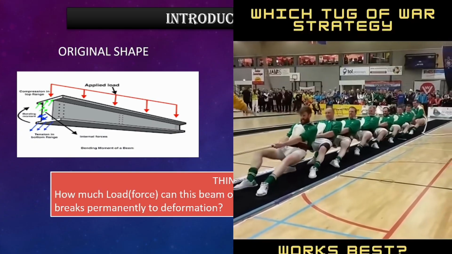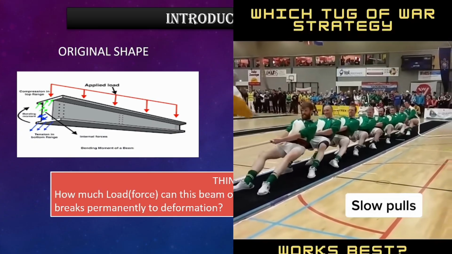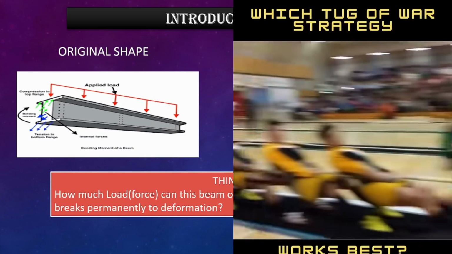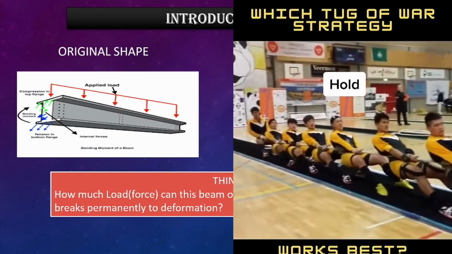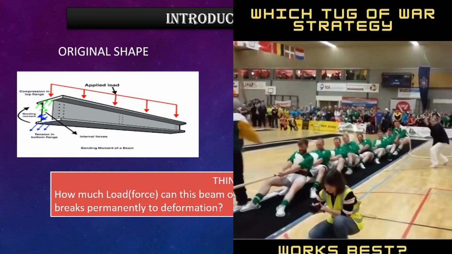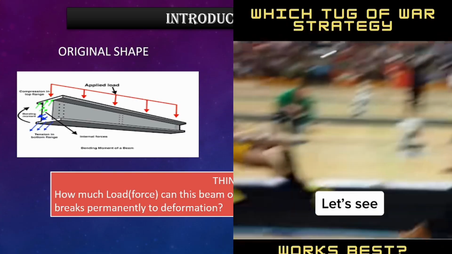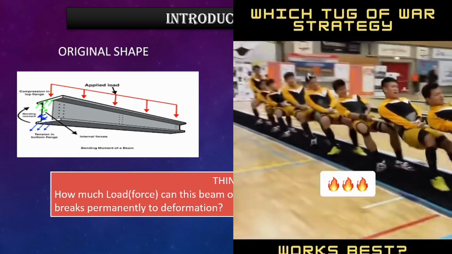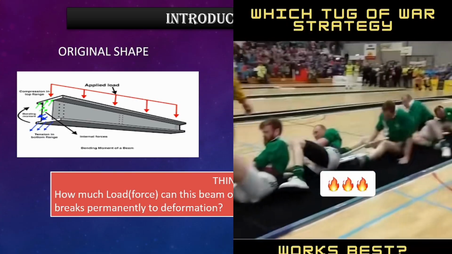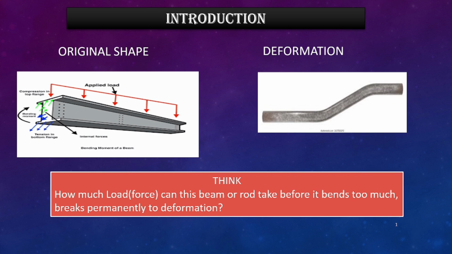Now, as soon as the whistle was blown, both teams pulled the rope as hard as they could. The rope got really tight and stretched a tiny bit. Now, for a moment, the rope snapped. The rope broke in half because the pull was too strong for it.